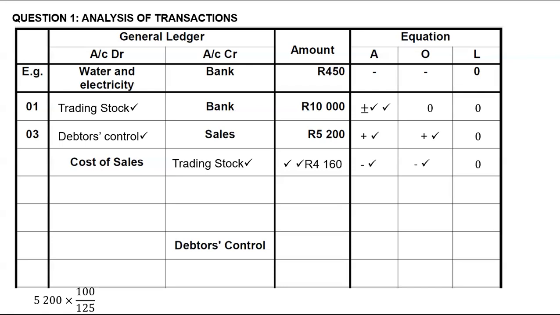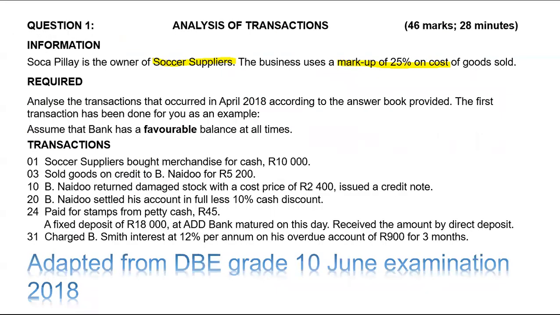Let's move on. Next question. It says that B. Naidu, the same guy that bought on the 3rd, returned damaged stock with a cost price of 2,400. We issued a credit note, meaning we issued a credit note to B. Naidu.